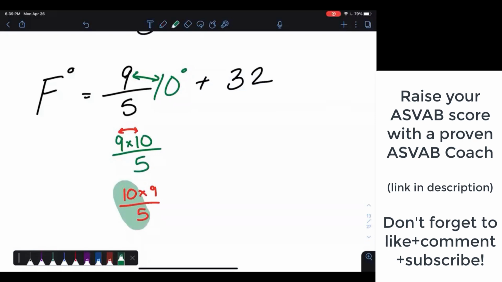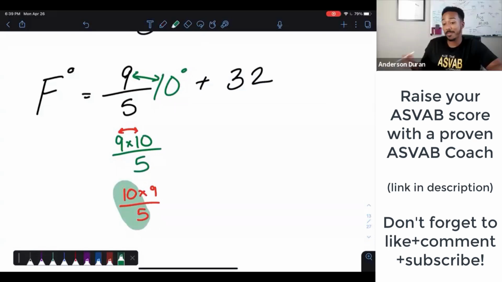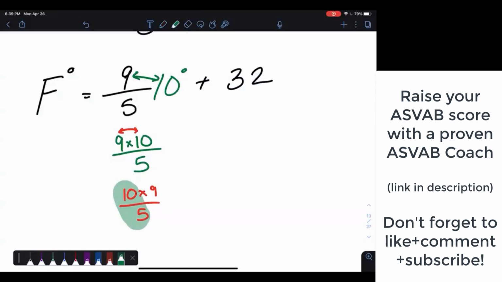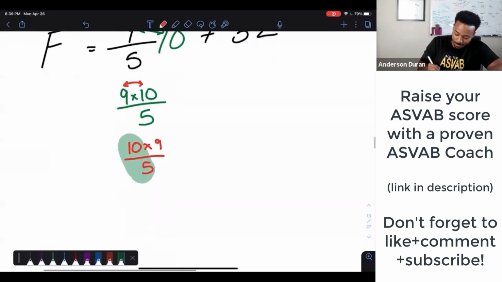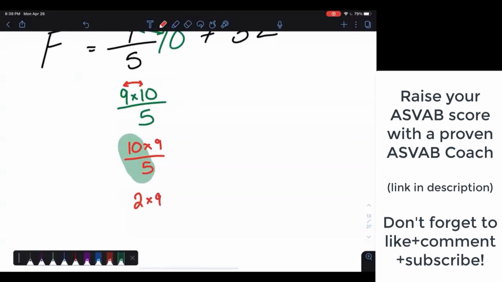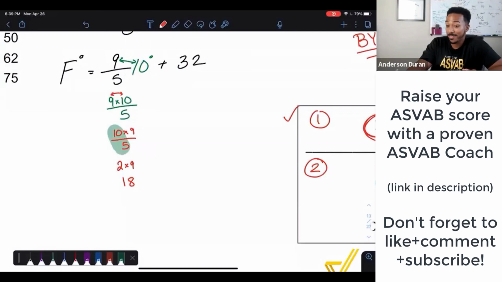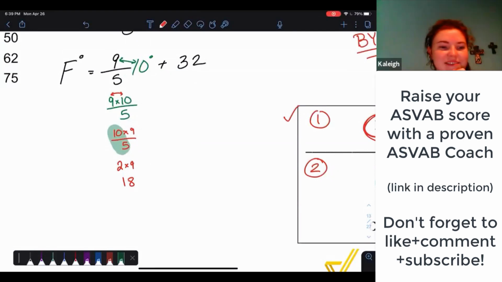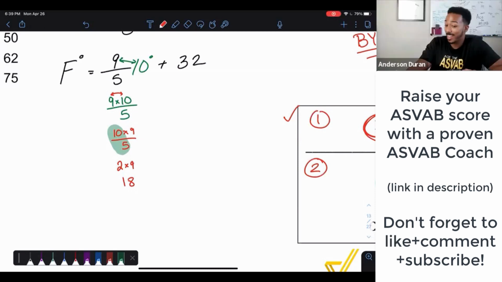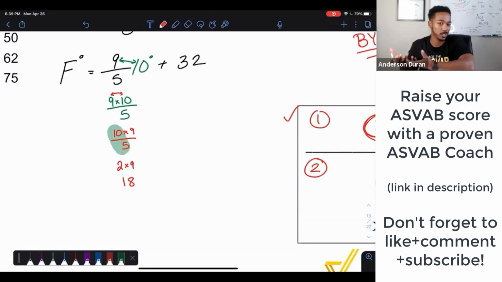Yes, because 10 divided by 5 is what, everybody? 2. 10 divided by 5 is 2. And what's 2 times 9? 18. And that makes it a lot easier, doesn't it? Is that a lot easier than 90 divided by 5? I would hope, right? 2 times 9 is a lot easier than 90 divided by 5. You get the same answer. You get 18, but think about which one is easier to actually go through.